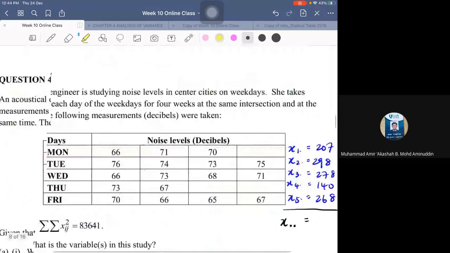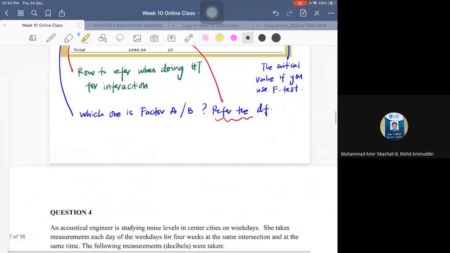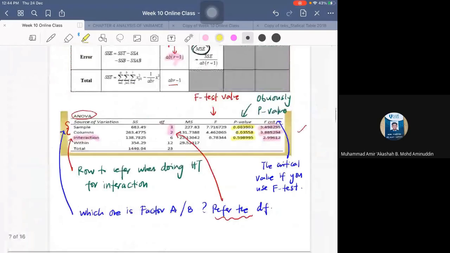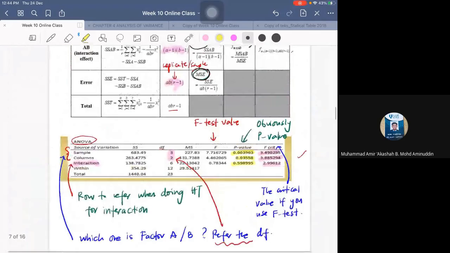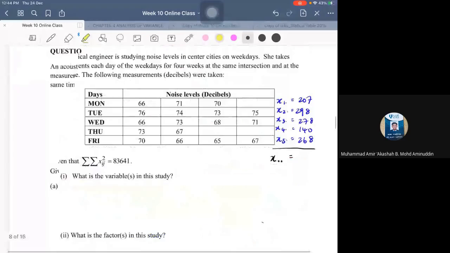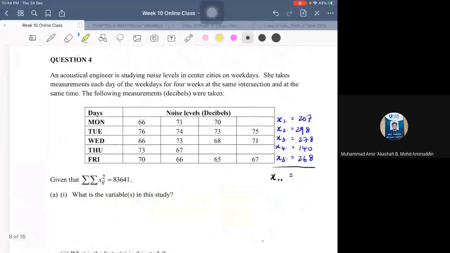Okay, before we start with this particular example, do you have any questions so far about the table? So I guess not. So I'm going to proceed to this particular question.